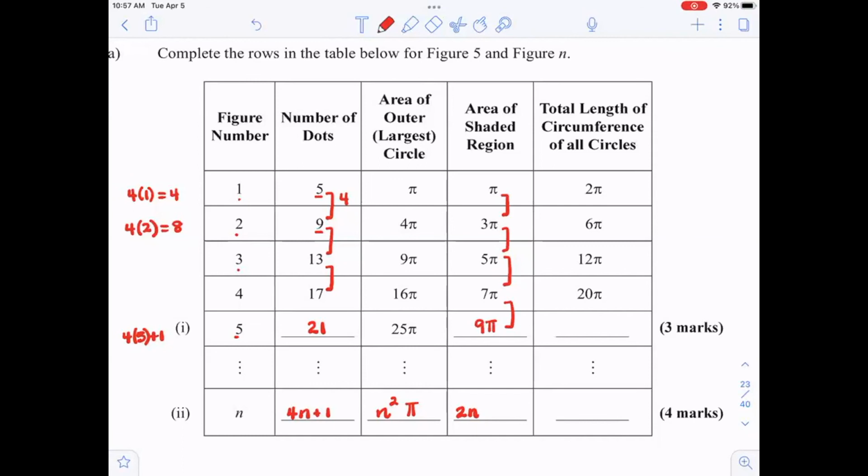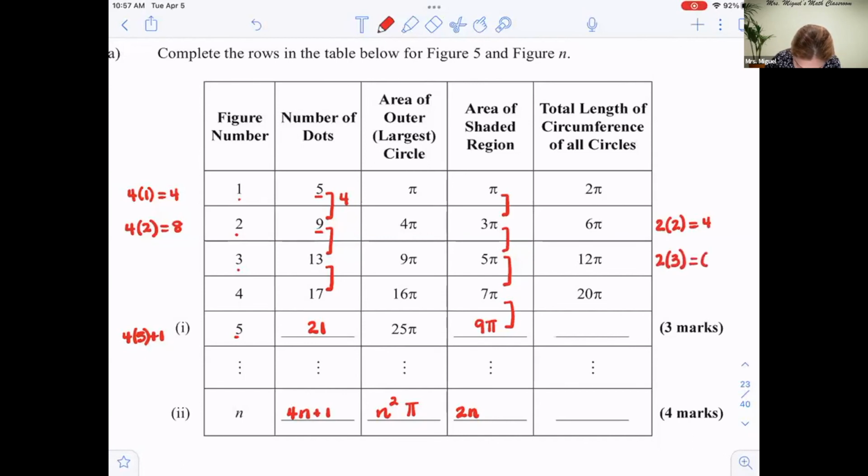Now watch this. 2 by 2, because the formula is 2n, is equal to 4. And 2 by 3 is equal to 6. But here I have 3 and 5. So how would my formula decrease? How much must it decrease by? By 1. So the formula is 2n minus 1 pi.